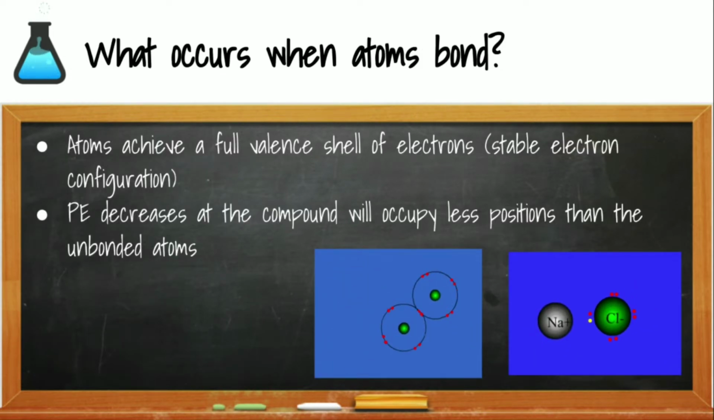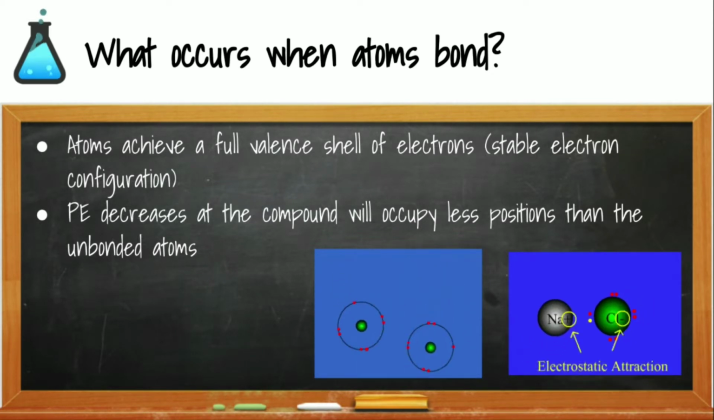Remember, atoms achieve a full valence shell of electrons, a stable electron configuration, when they bond. This is because the potential energy of a compound is lower than the potential energy of unbonded elements. Remember, potential energy is positional energy, so the particles will have more positions when they are not bonded than they will when they are bonded and they obtain the same positions together.